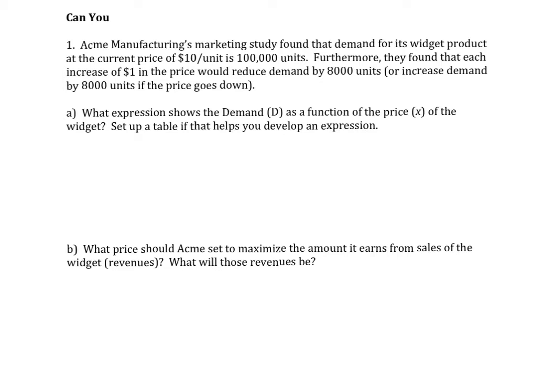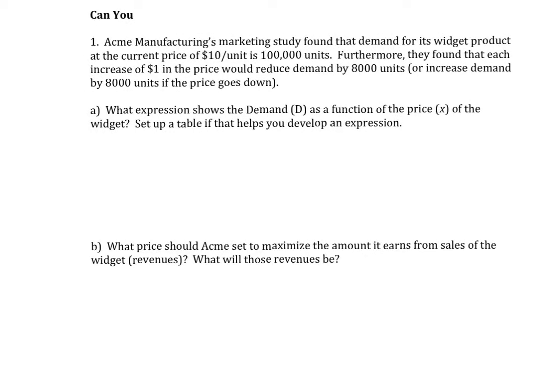Okay, so let's take a look at this first problem where we have demand that for each increase of $1, the demand decreases by 8,000 units. So we know that the slope of this is going to be negative 8,000. So we have negative 8,000x, where x represents the price. And we're going to end up with plus 180,000.